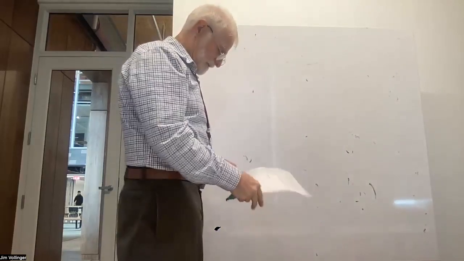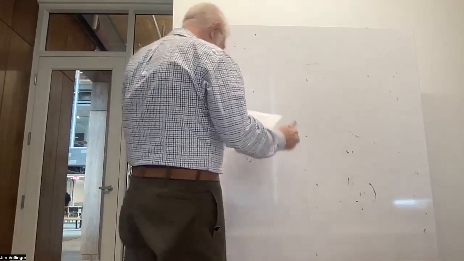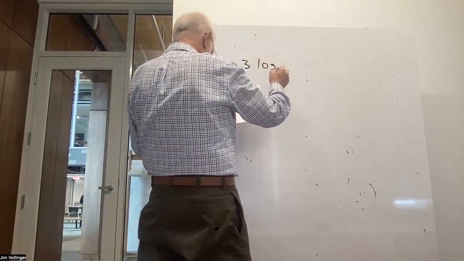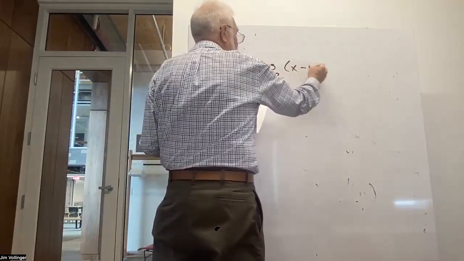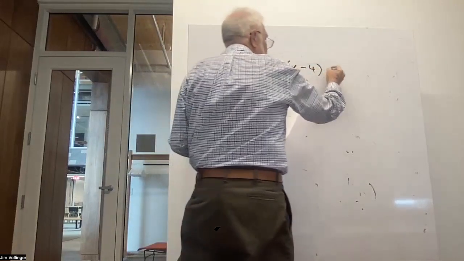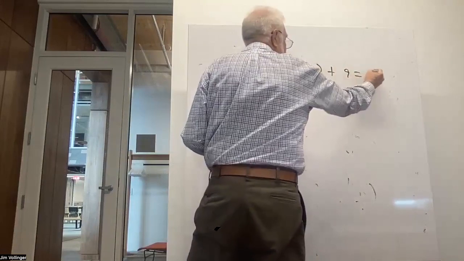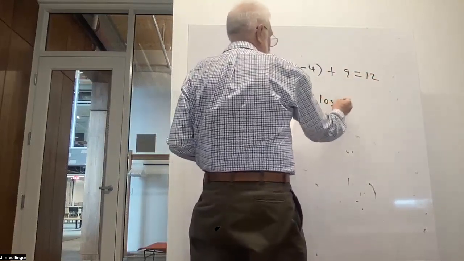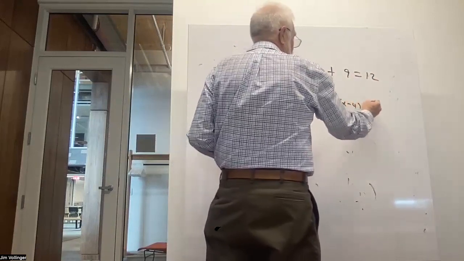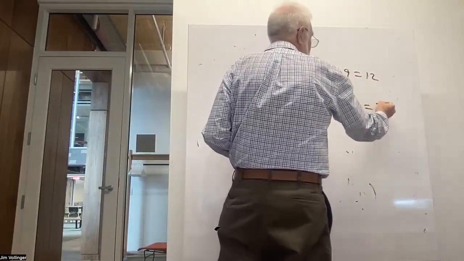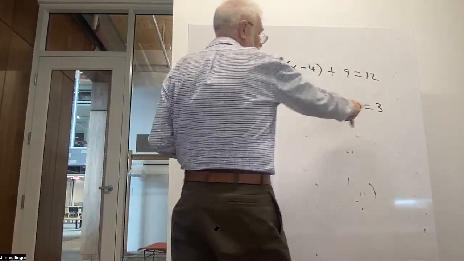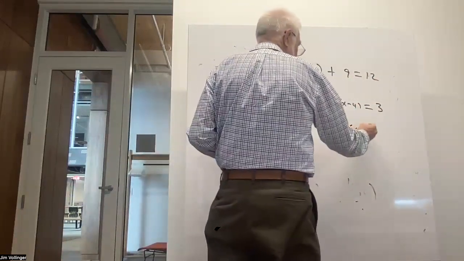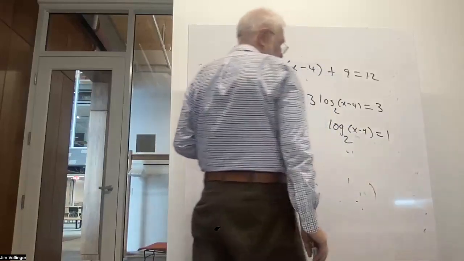Now, what's next? Exponentiating and logging, solving equations, yes. Guess I'll just have to do this one for you. I don't think I even have to talk about it too much. I'm going to subtract 9. 3 log base 2 of x minus 4 equals 3. Subtracting 9, dividing by 3: log base 2 of x minus 4 equals 1.